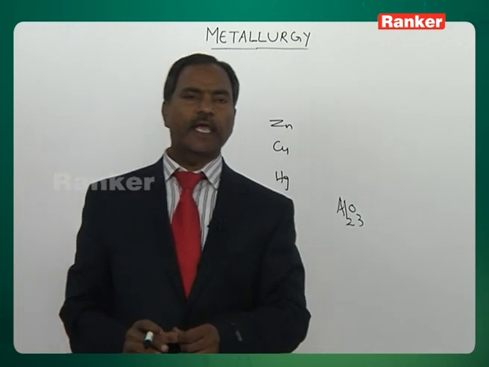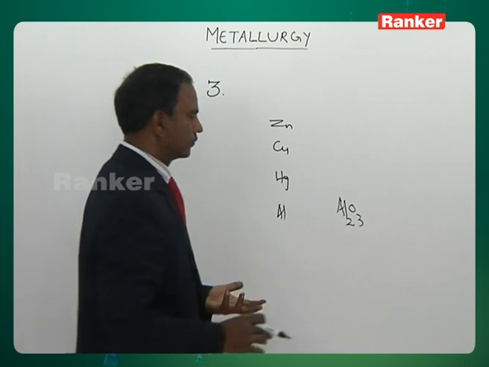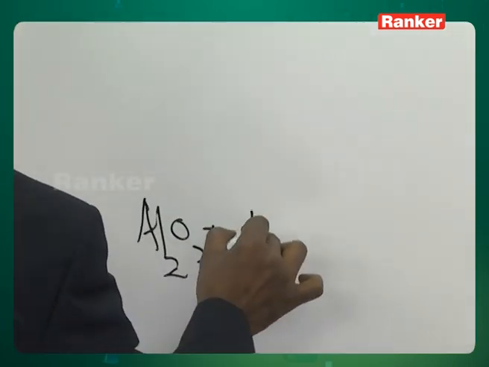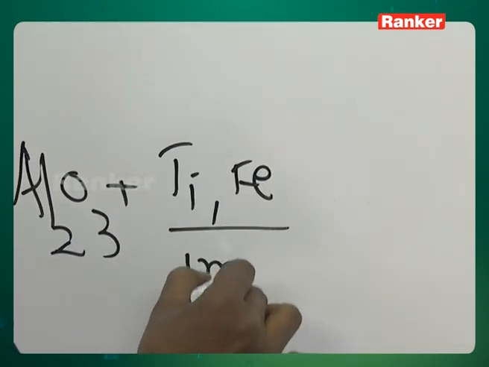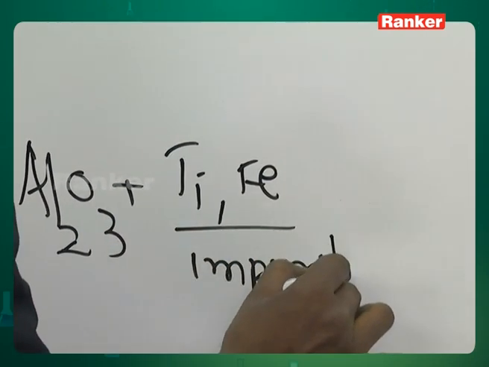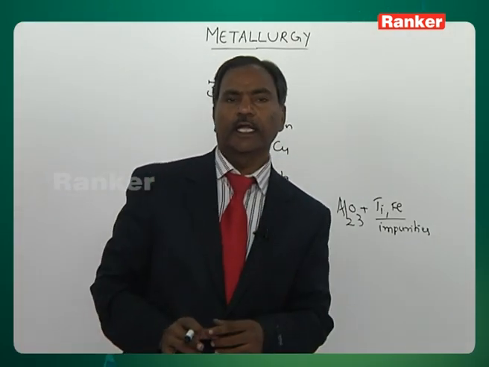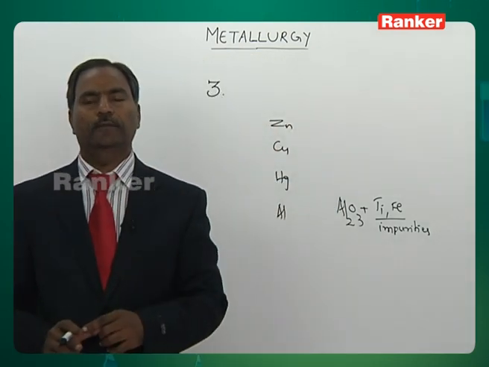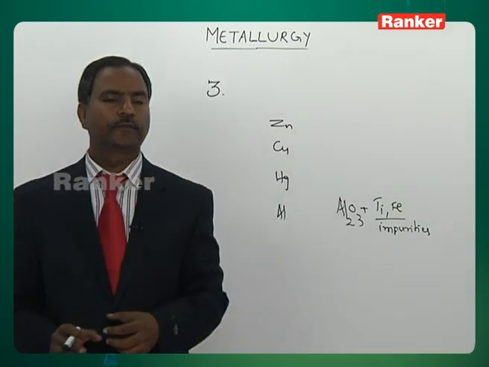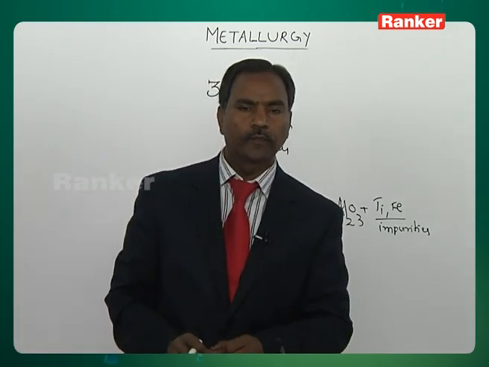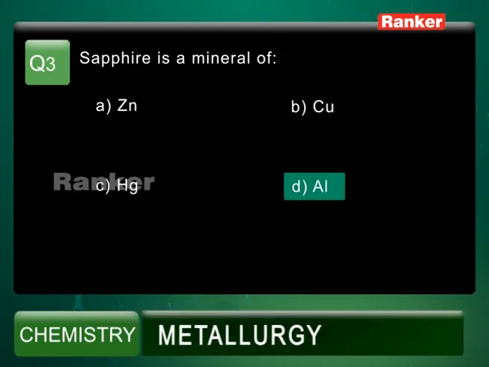Whenever Al2O3 is carrying some impurities like titanium and iron, it gets a blue color. So, sapphire is nothing but what we call sapphire blue. So, it is only the ore or mineral of aluminum. Therefore, for question number 3, the answer is D.